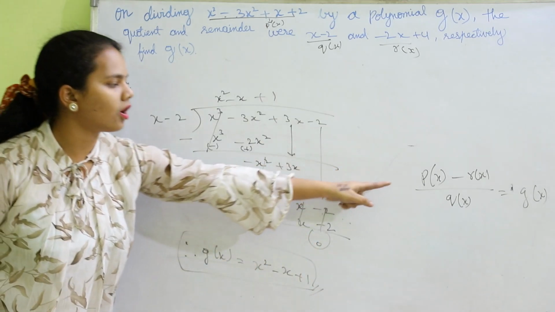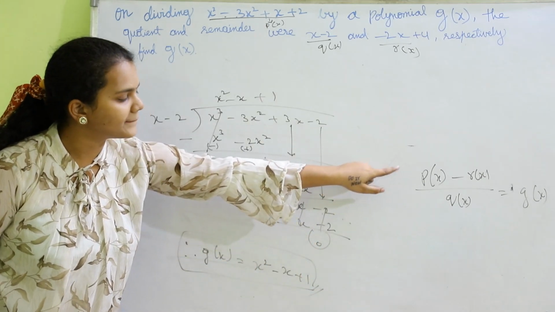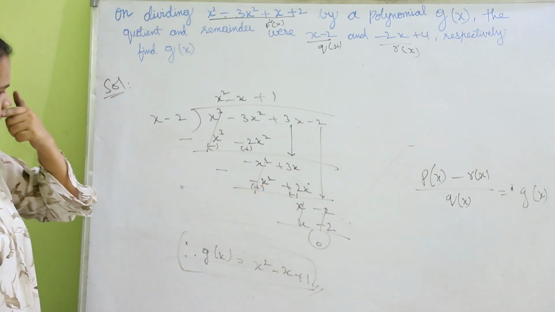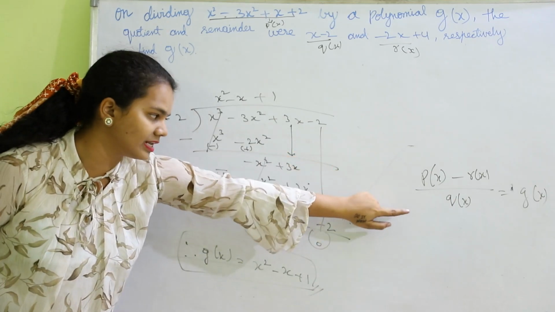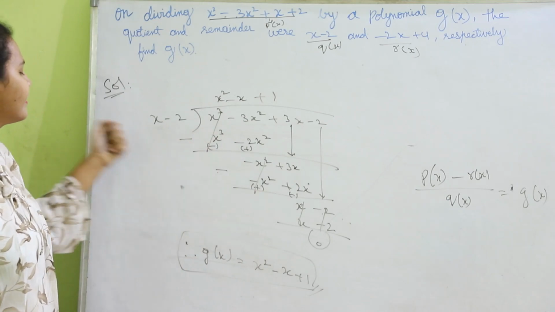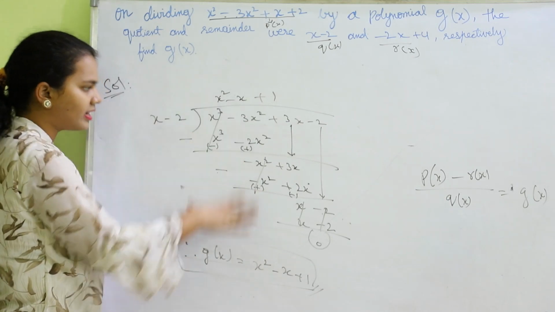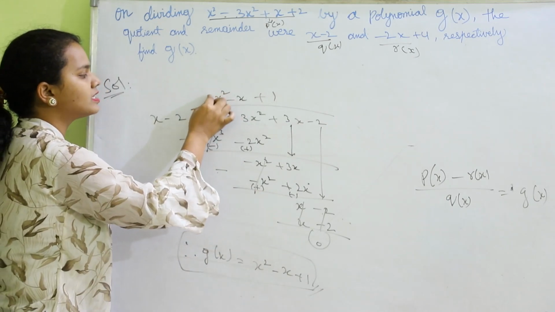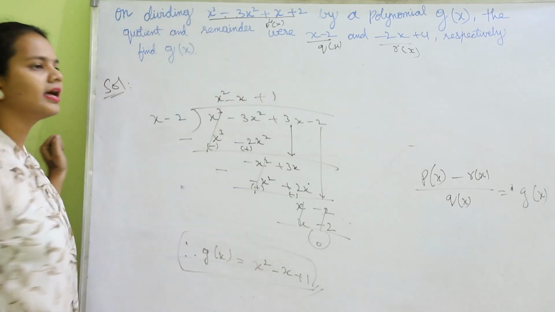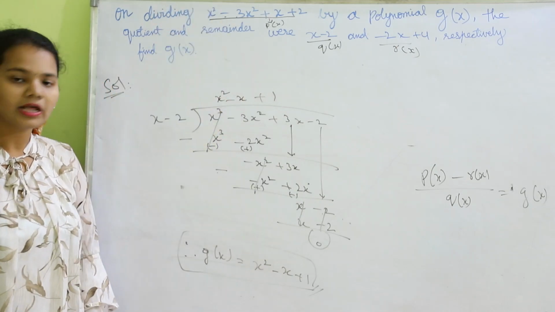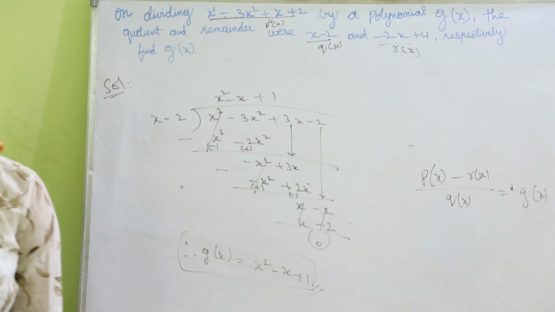Now at last we got this value and this value. Now we have divided it. After the whole division, we have got a coefficient, so the coefficient value will be the g of x value. Clear? So this is how we have solved the question.